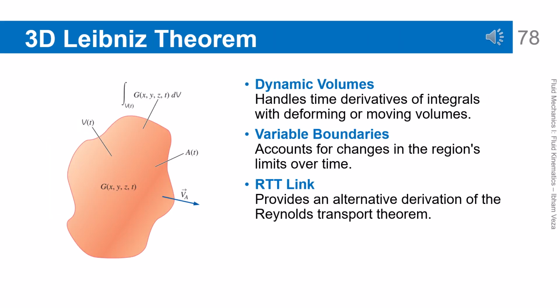3D Leibniz theorem. The three-dimensional Leibniz theorem extends the concept of time derivatives to volumes that deform or move. This theorem accounts for changes in the boundaries of a volume in three-dimensional space. This concept is very important for analysing non-fixed control volumes. With this approach, changes of integrated properties within a volume can be computed consistently. This is one of the main mathematical foundations of the Reynolds transport theorem.